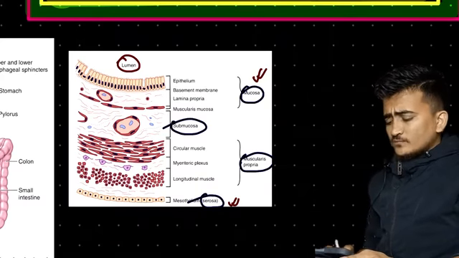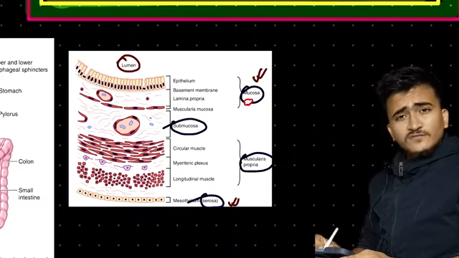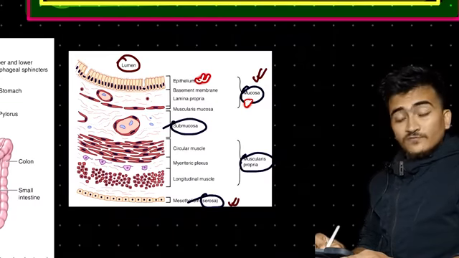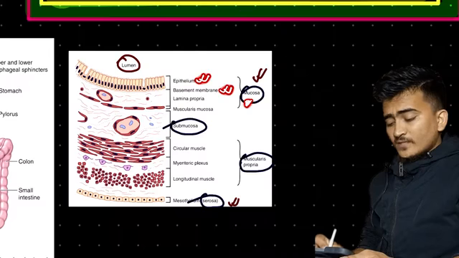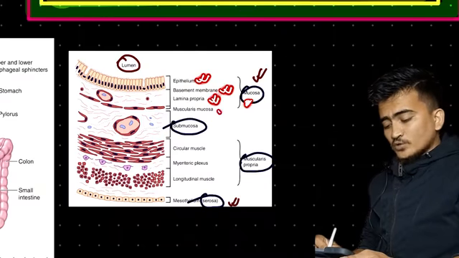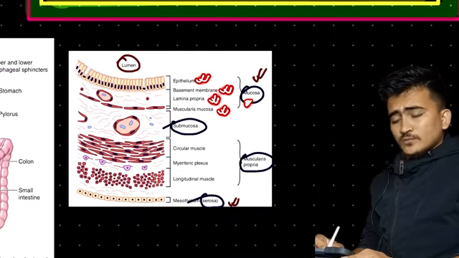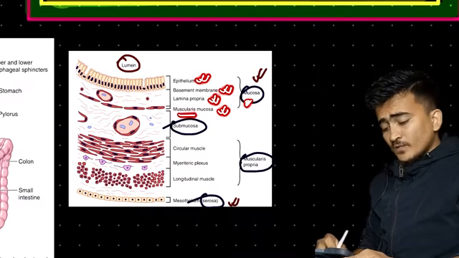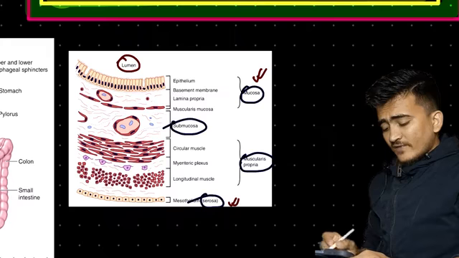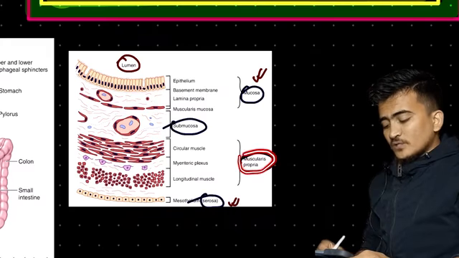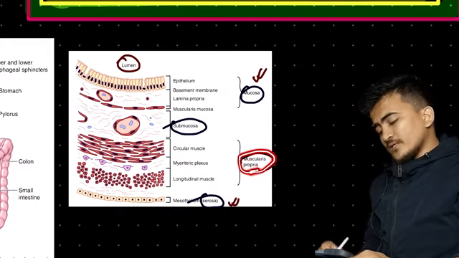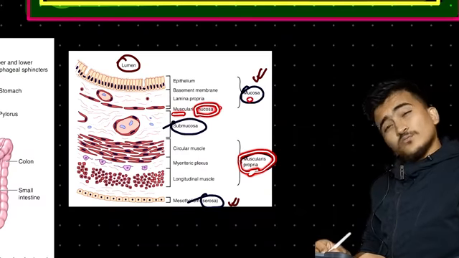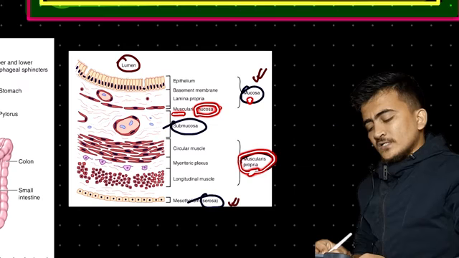The innermost one, mucosa, is further divided into layers: the epithelium covering, then our basement membrane, our lamina propria, and muscularis mucosa. The one thing we must be conscious about is muscularis mucosa, because we have another layer, muscularis propria. Muscularis mucosa is a layer of the mucosa, and it is right here.